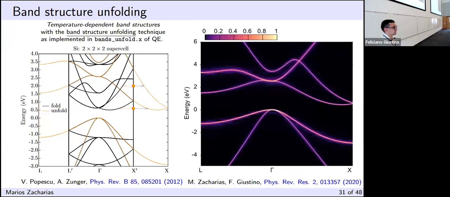Now, band structure unfolding. Since we are using supercell calculations, if we want to obtain temperature-dependent band structures, we really need to unfold the band structure, which is folded in a smaller Brillouin zone because we are using supercells. To do that, we project the wave functions of the supercell on the wave functions of the unit cell, and we can recover the band structure in the fundamental Brillouin zone.